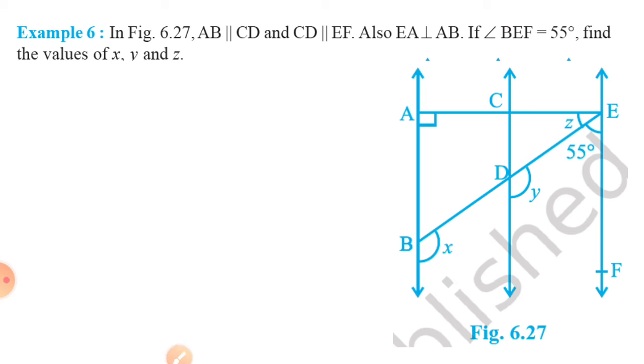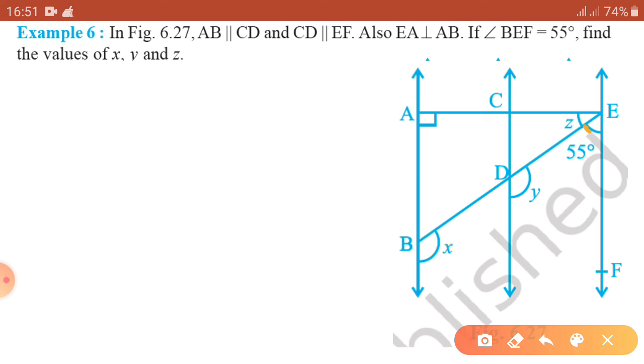Now the next example is in figure number 6.27. AB parallel to CD and CD parallel to EF are already given, and also EA perpendicular to AB. Now if angle BEF equal to 55 degree, this is 55 degree, find the values of x, y and z. That means we have to find the value of x, y and z here.